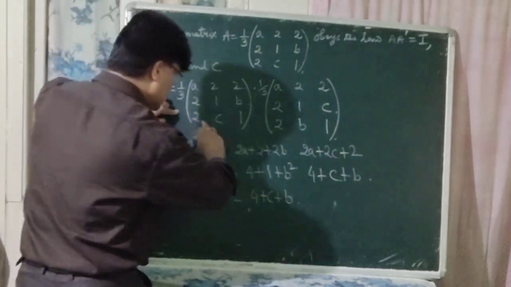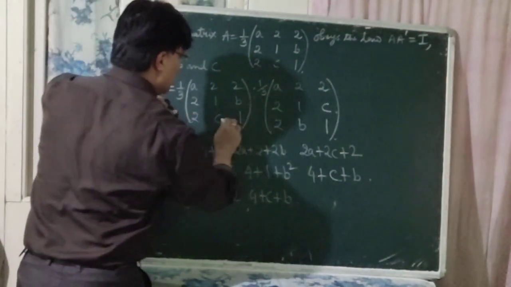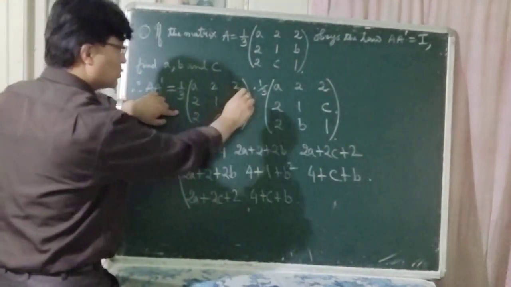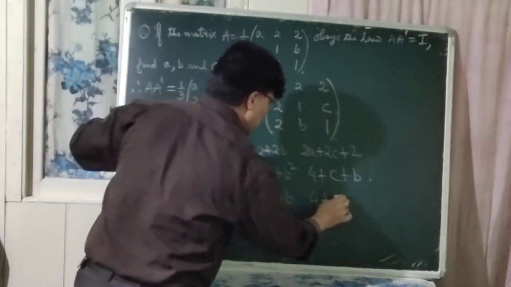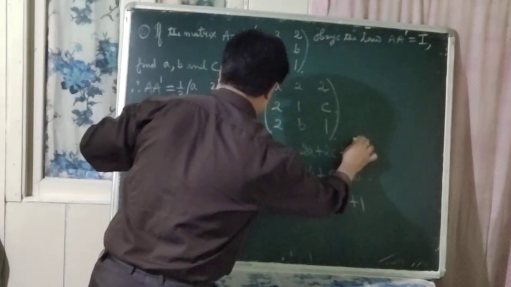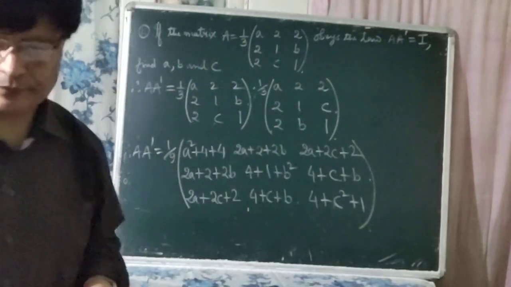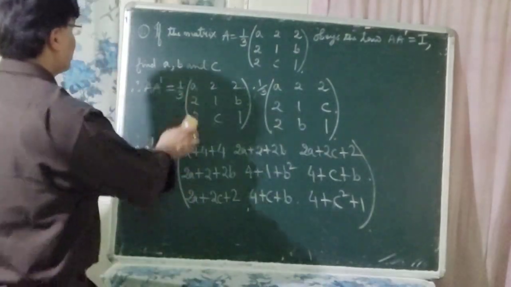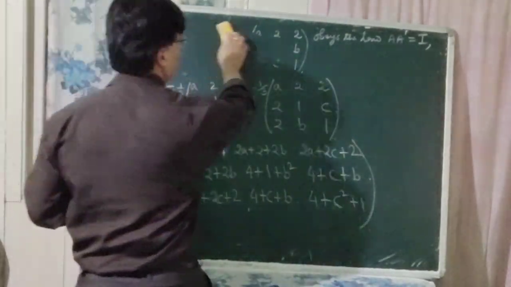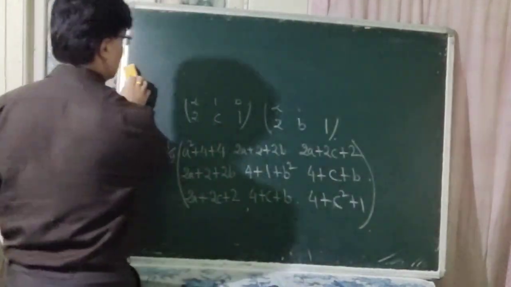Next, this third row should be multiplied by the third column. Corresponding elements should be multiplied. 2 twos are 4 plus C into C, C square, plus 1. So this is your matrix. So I think you have understood it. Okay, so let us simplify it now.